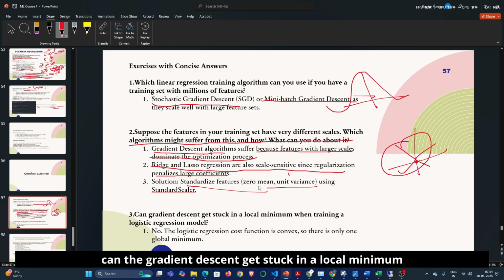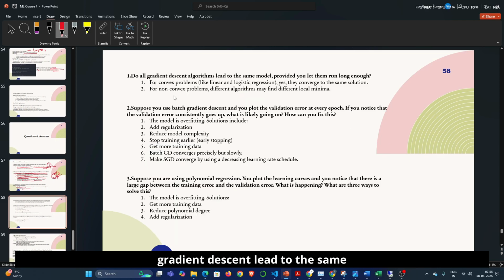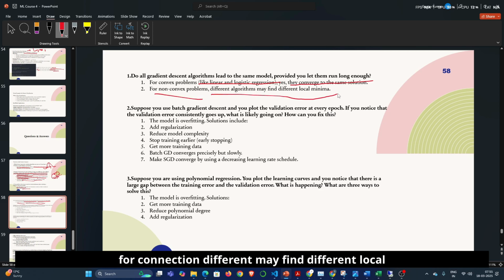Can gradient descent get stuck in a local minimum when training a logistic regression model? No, it can't, because the cost is always a convex function. Do all gradient descent algorithms lead to the same model, provided you let them run long enough for convergence? Yes, they converge to the same solution for convex problems. For non-convex ones, you may find different local minima.